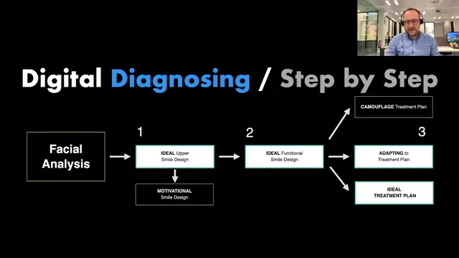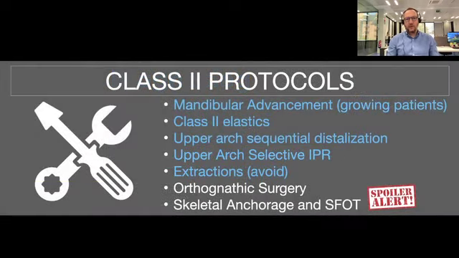Okay, we have several protocols. As I explained, when we have a growing patient, we have tools to use with aligners, and mostly Invisalign, to do advancement, mandibular advancement. Okay, and this can provide a better positioning of the lower jaw, and I'm going to present a case in this webinar today. We can use elastics, class 2 elastics.